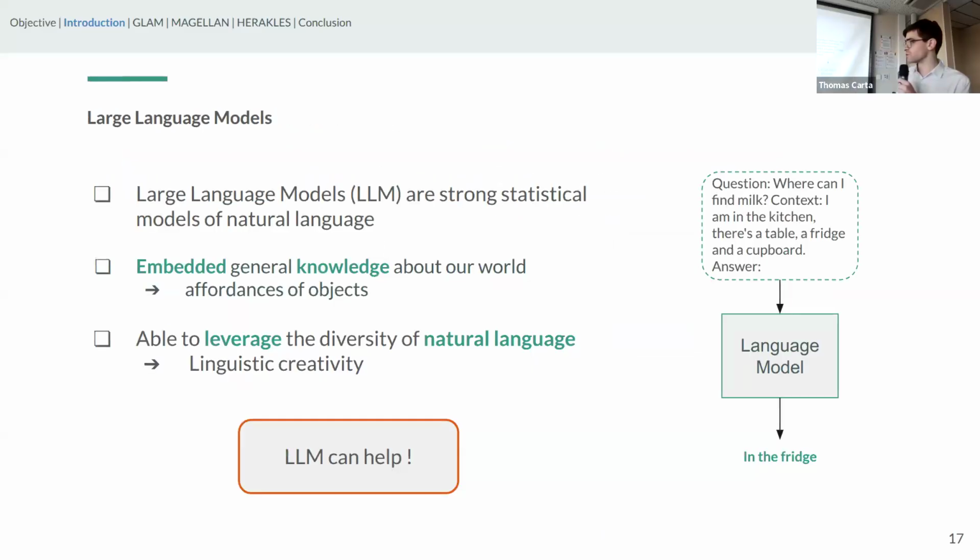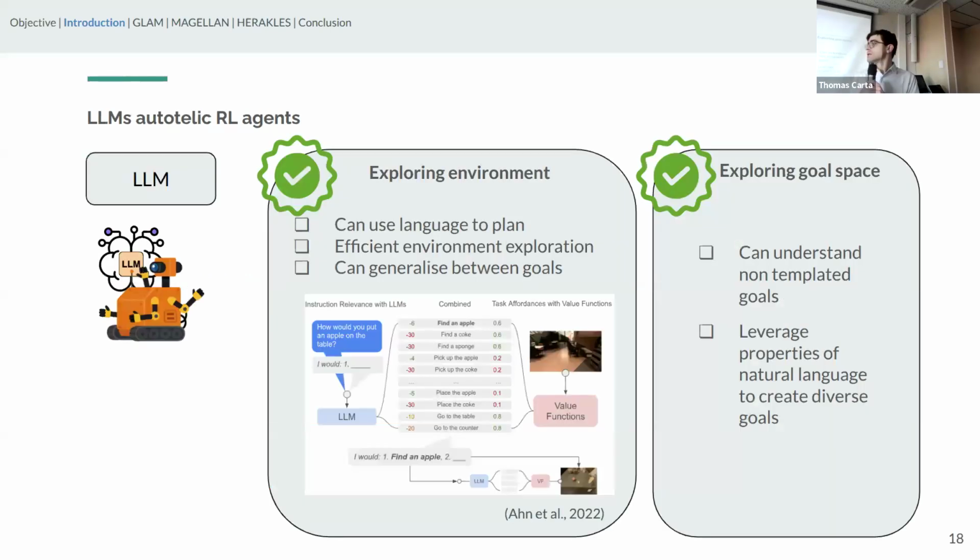How can we do that? So in recent years, large language models have appeared as strong statistical models of natural language. They have been trained on millions of texts, and from that they are able to embed general knowledge about our world, for instance, the affordances of objects. If we ask an LLM, where is the milk inside the kitchen, it would probably say in the fridge. And LLMs can also leverage the diversity of natural language and so are capable of linguistic creativity. So LLMs can help.